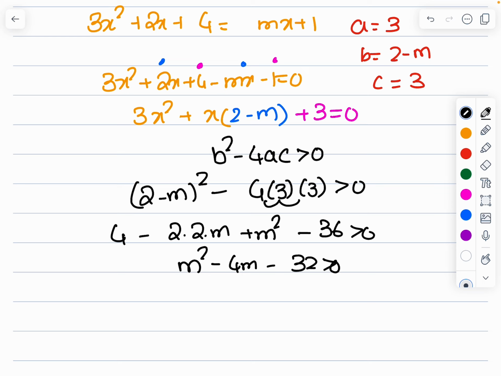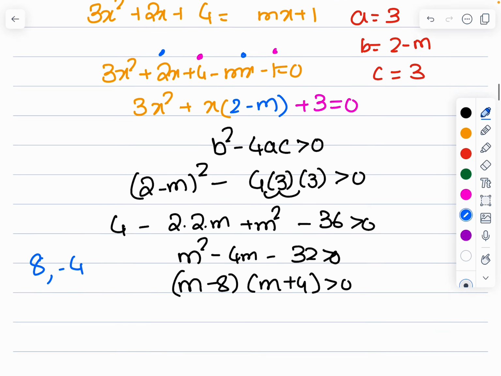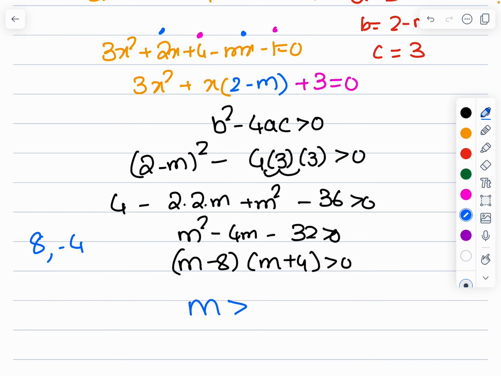Then factorize it out. m minus 8 times m plus 4 is greater than 0. So what are the roots? 8 and negative 4. Whenever it is greater than, m is greater than the greater root and m is lesser than the lesser root. That's going to be the answer.